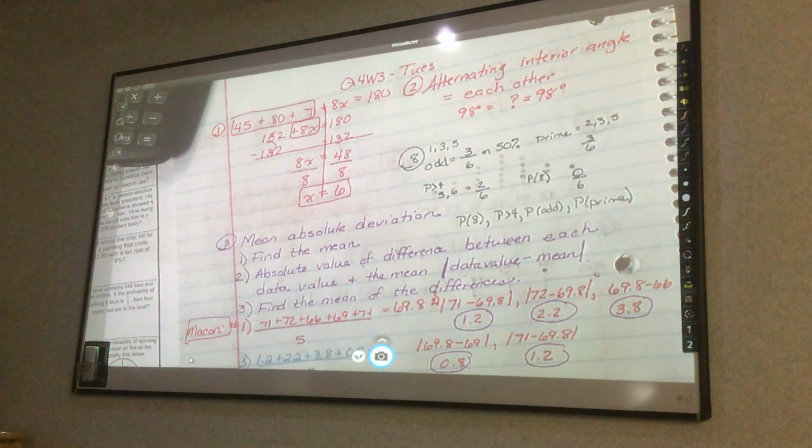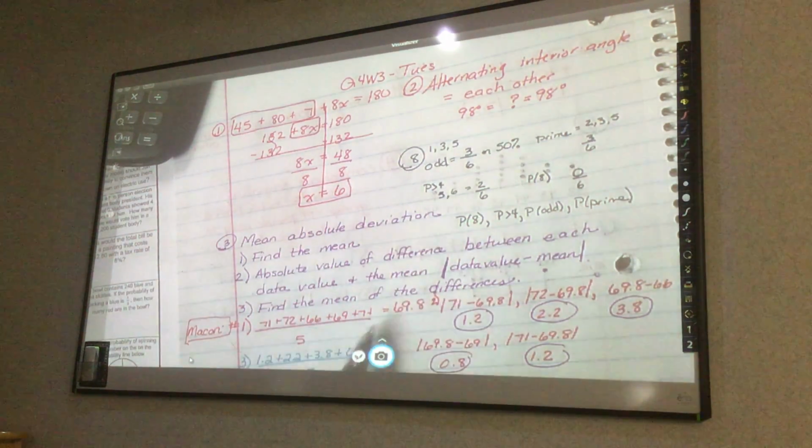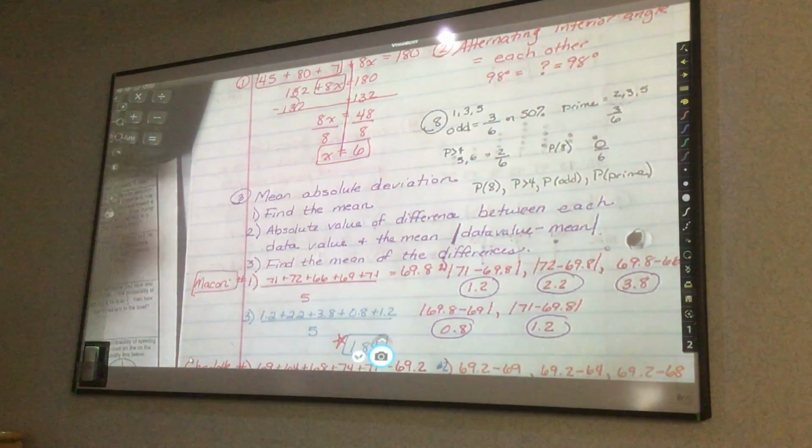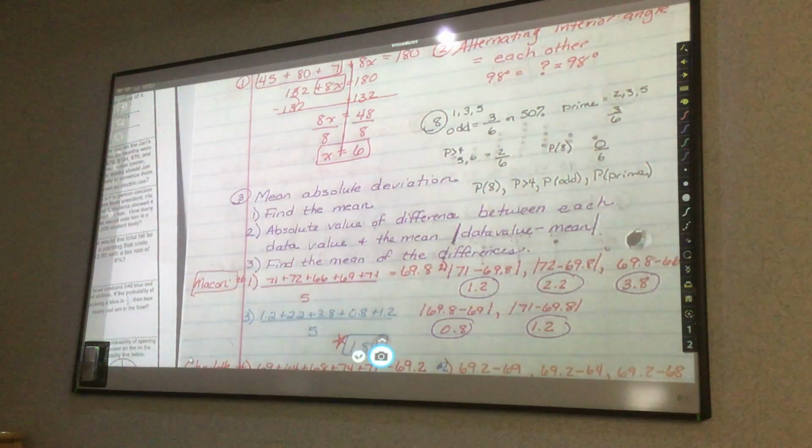Make sure that you have all of the notes down. You will not get all of the points if you do not have all of the notes.